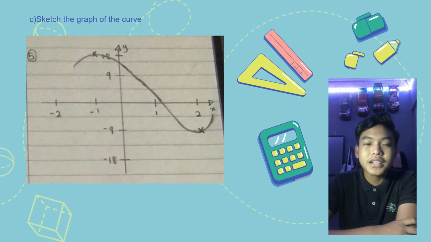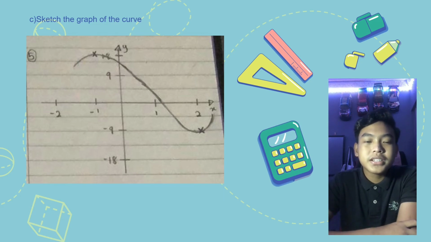Let's move to the last question. Sketch the graph of the curve. After we insert all point values into the graph, this is what the graph from our group looks like. Our graph has two points, which are the minimum point and the maximum point.